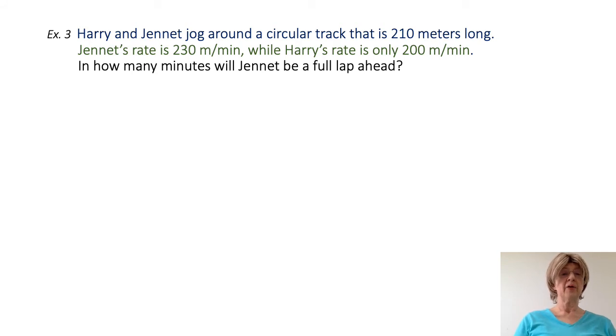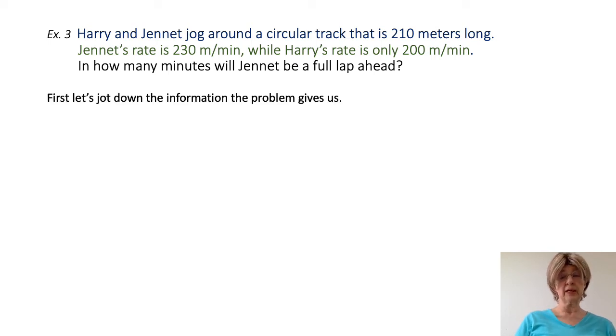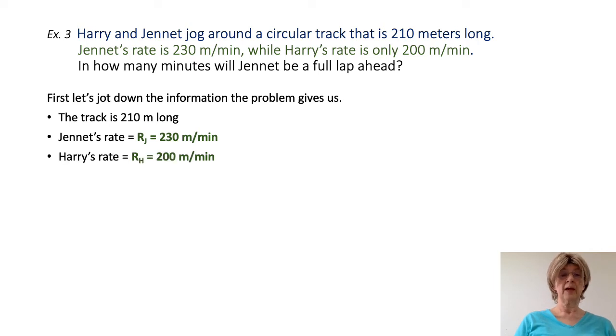Example 3. Harry and Janet jog around a circular track that is 210 meters long. Janet's rate is 230 meters per minute, while Harry's rate is only 200 meters per minute. In how many minutes will Janet be a full lap ahead? First, let's jot down the information the problem gives us. The track is 210 meters long. Janet's rate, which we'll call r sub j, is 230 meters per minute. Harry's rate, which we'll call r sub h, equals 200 meters per minute.